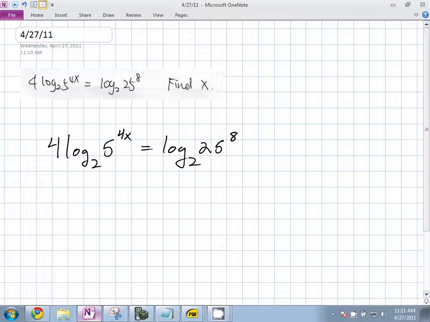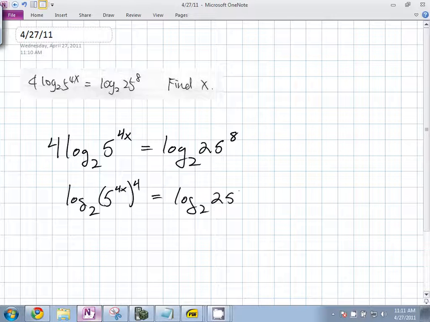Yes? You can move the 4 to like a 5 to 16x. You have to just be very careful. You have to do powers of powers. So it would turn into log base 2 of 5 to the 4x raised to the 4th power. That's correct. Log base 2 of 25 to the 8. And now you multiply it. That's correct. And it would turn into log base 2 of 5 to the 16x.